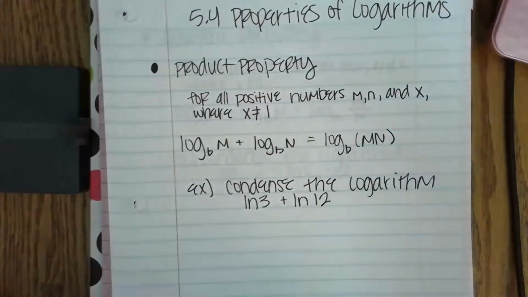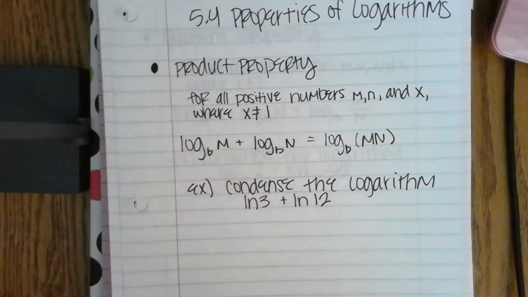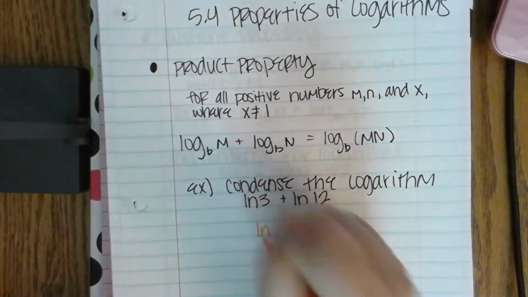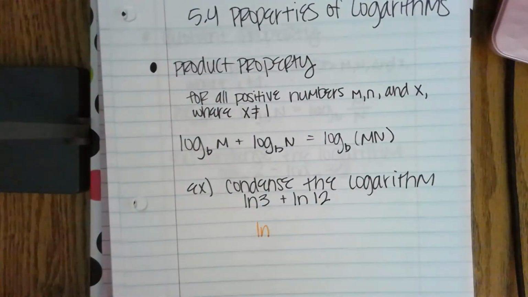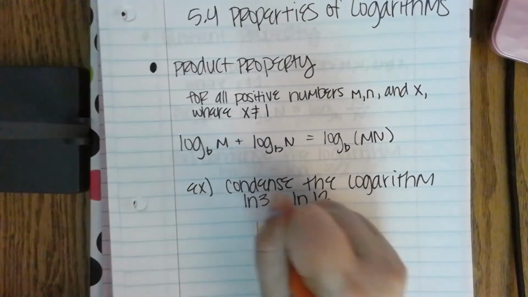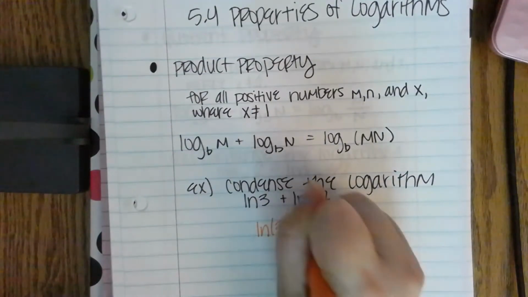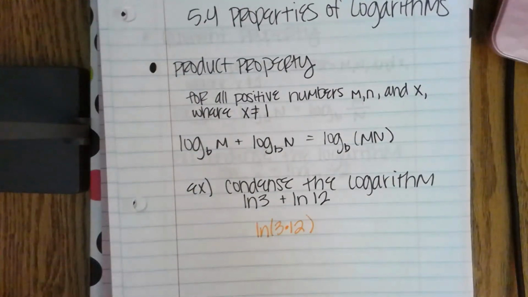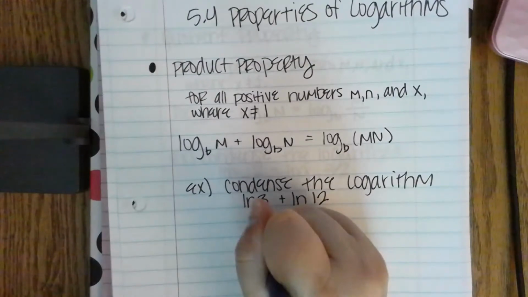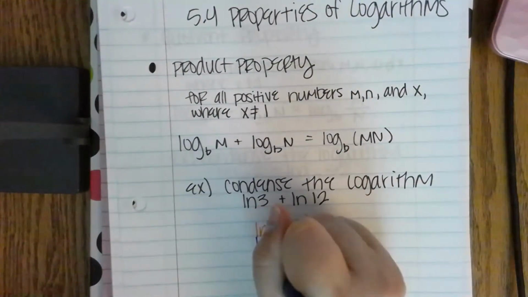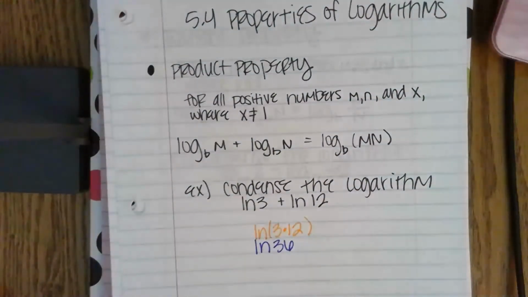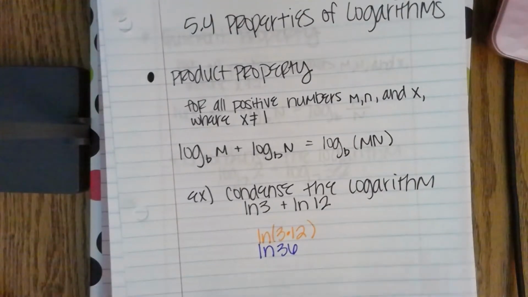So here, let's condense this logarithm. Natural log of 3 plus natural log of 12. They both have understood bases of e. So in this case, we fit the criteria. We're going to condense this to natural log, understood base of e, of 3 times 12. And we know that 3 times 12 is 36. This is going to be natural log of 36. That was the product property.